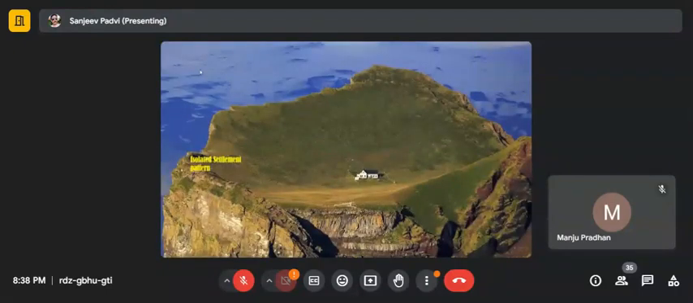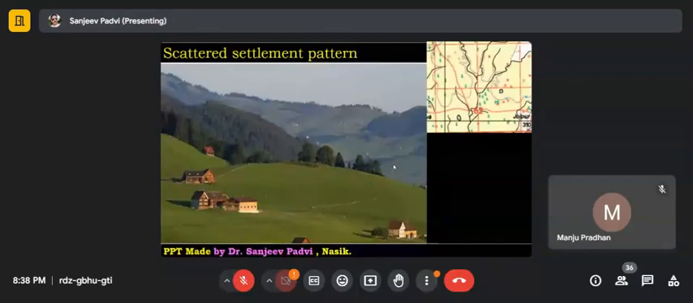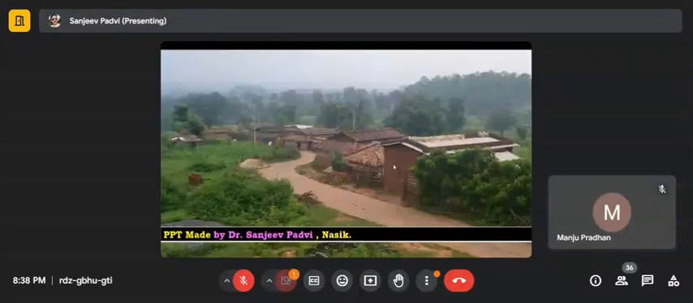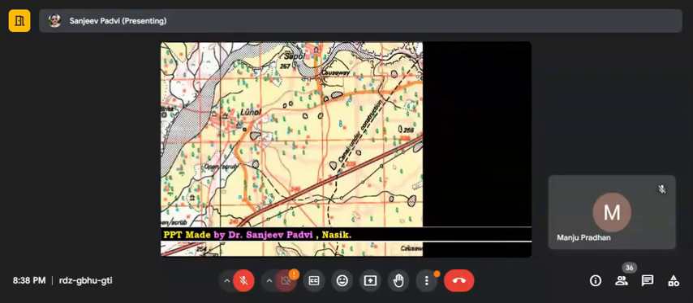Look here, so big plateau. Here how many houses? One house, isolated. So this is called isolated. Now look here, houses are there, away from each other. This is dispersed. This is nucleated, and this one are in a straight line. This is linear settlement pattern.